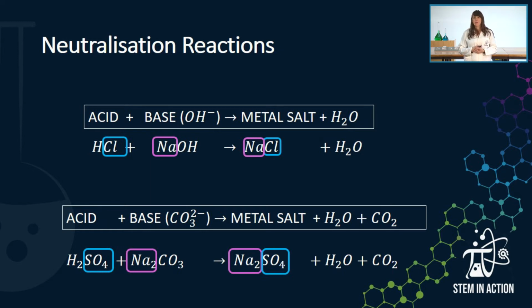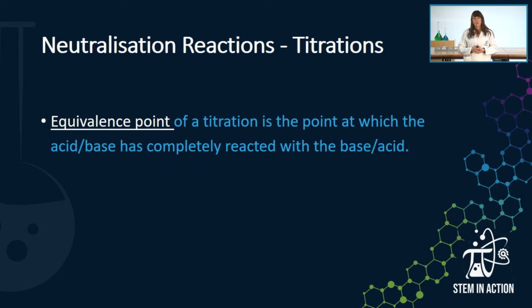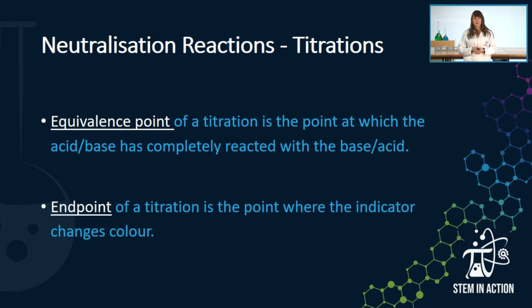A couple of definitions come up when we're talking about neutralization reactions. Neutralization reactions generally take the form of a titration, and you can see how a titration is done in our titration experiment episode. In a titration, we have something called the equivalence point, and that is the point where the acid or base has completely reacted with the base or acid, and so everything has been used up. On the other hand, we also have something called the end point of a titration, and this is the point where the indicator changes color.